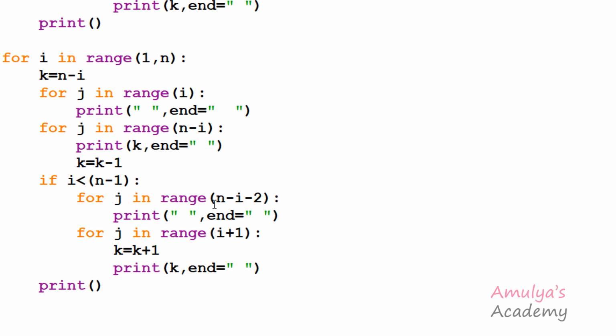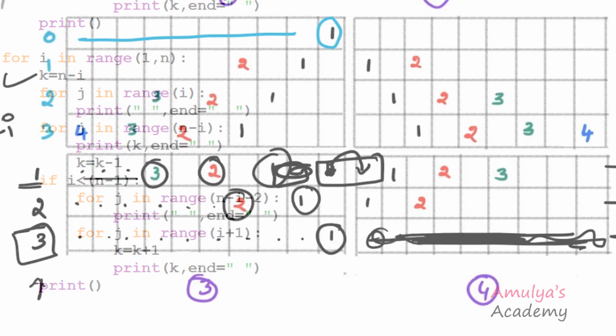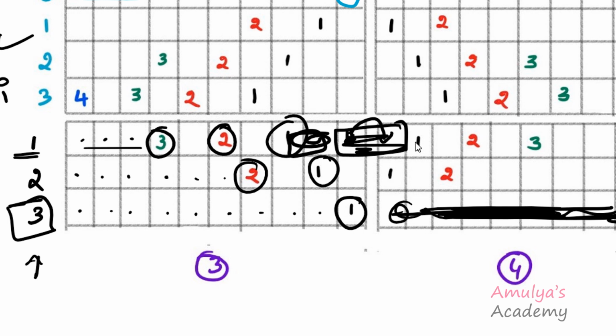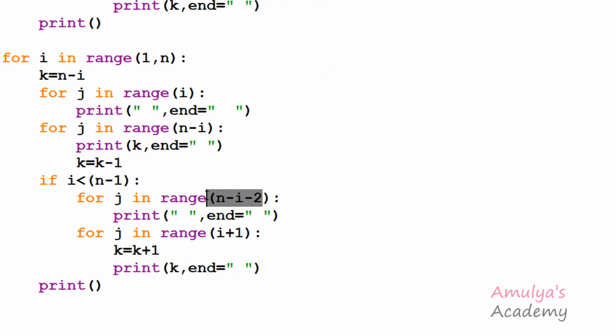Okay, why did I take n minus i minus 2? When i value is 1, because we took range from 1 to n, the first row will be 1. i value is 1. n value is 4. 4 minus 1 minus 2. So we'll get 1. Because we are printing the 2 spaces in a single iteration, when j value is 0, in the single iteration it will print 2 spaces and we'll get these 2 spaces, right? So that's why here I need to take n minus i minus 2.